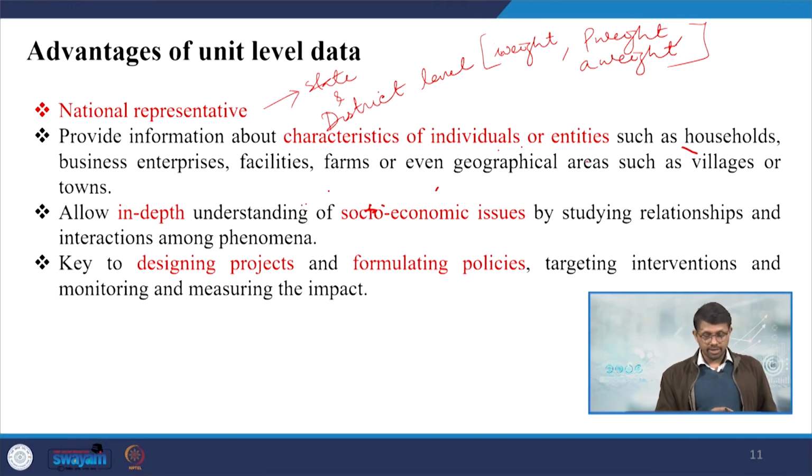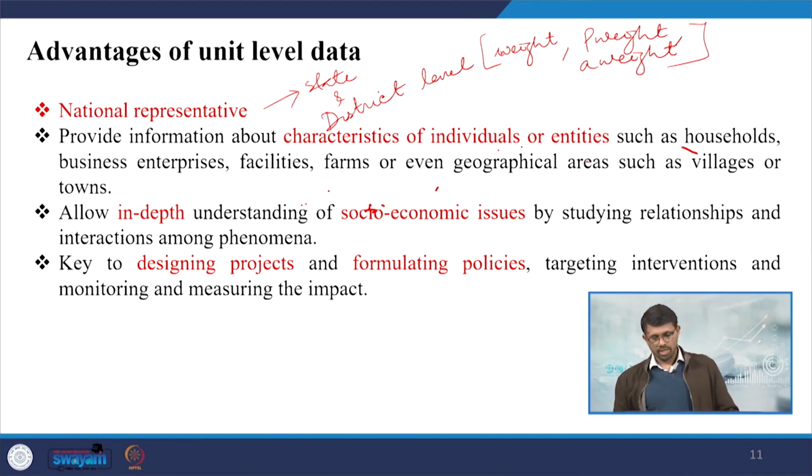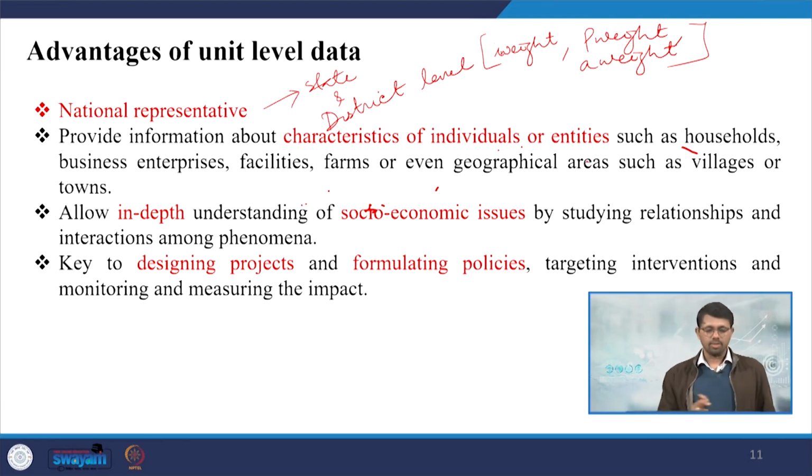Let us understand further details of the advantages of unit level data. This provides information about characteristics of individuals or entities such as households, business enterprises, facilities, firms or even geographical areas such as villages or towns. This allows in-depth understanding of socio-economic issues by studying relationships and interactions among phenomena. This is key to designing projects and formulating policies, targeting interventions and monitoring and measuring impact, and it becomes very helpful from these data sets.